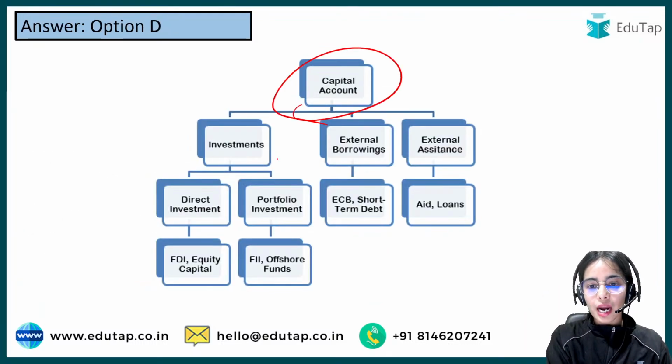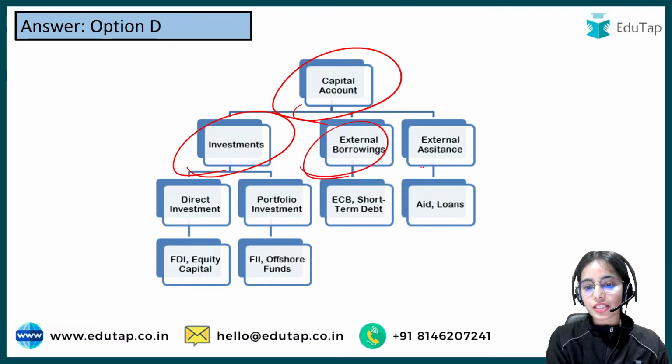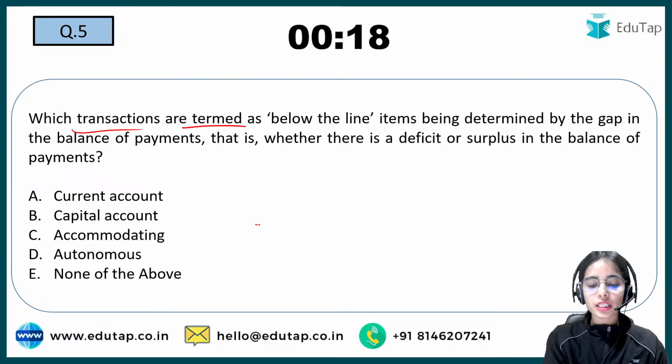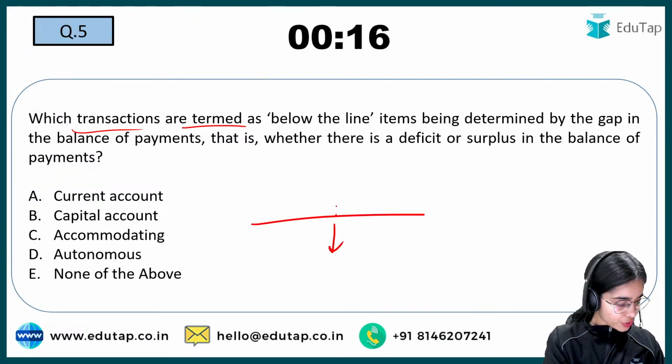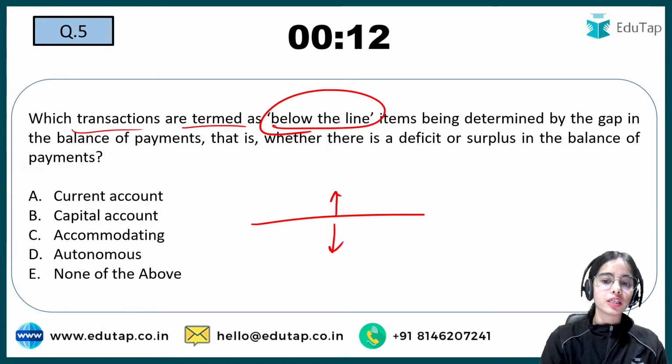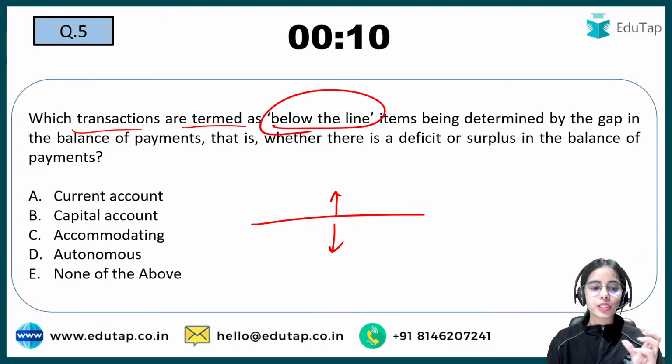So the capital account includes the investment, the external borrowings and the external assistance. Next is, which transactions are termed as below the line and which transactions are termed as above the line? Here, which transactions are termed as below the line items, that you have to tell me.